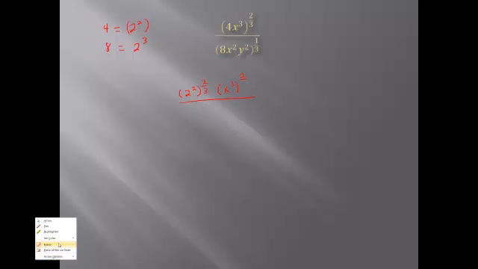Alright, so we have 8, which is 2 to the 3rd power, raised to the 1/3 power, and then you have x squared raised to the 1/3 power, and then you have y squared raised to the 1/3 power. Alright, so let's simplify these.